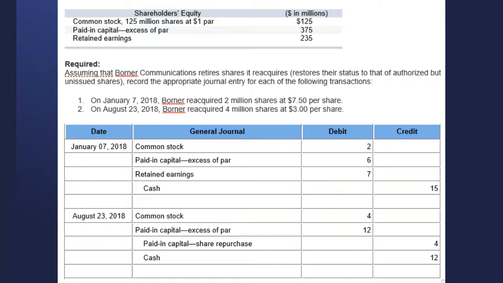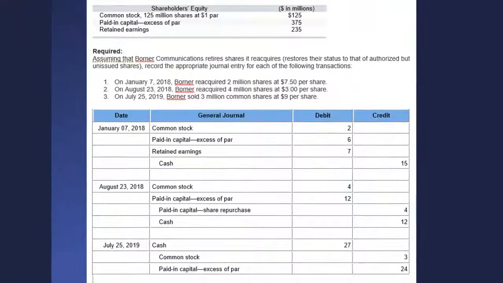All right, so what did you do for that last problem? That very last problem was simply an issuance. These aren't treasury shares. We didn't buy any stock back for treasury. We bought them back to retire, so it's as if they were never issued. So on the 25th, when we go to sell more shares, it's basically just a new issuance. So we're going to debit cash for the amount we received. So you should have taken 3 million shares times 9, so you receive cash of 27. We're ignoring issue costs here.